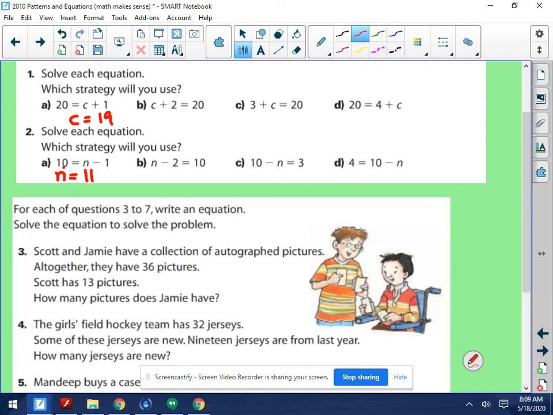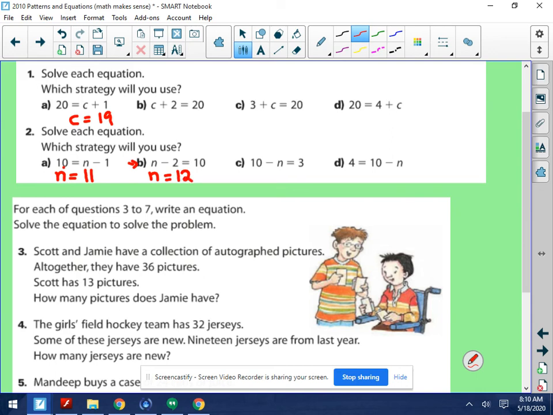If it's difficult for you to understand, write it the way that B was written. N take away 2 equals 10. What must N equal? What take away 2 is 10? N has to equal 12, because 12 take away 2 is 10.